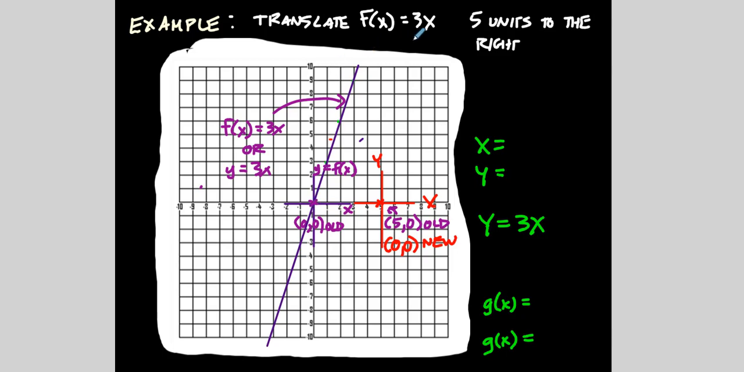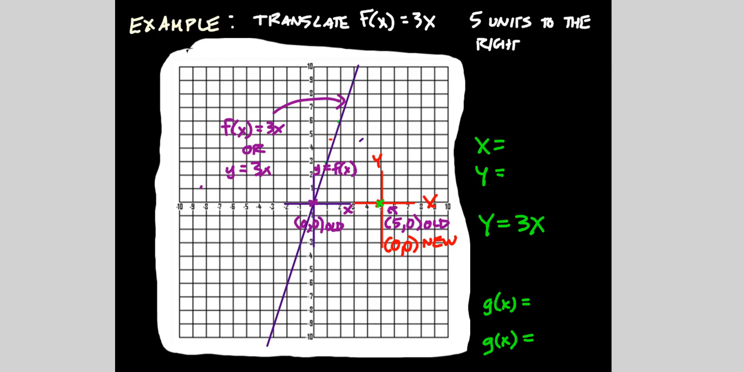So we're going to translate this function 5 units to the right. Again, I'm going to move over here 5 units to the right. In the old coordinate system, this is the point (5, 0). In the new coordinate system, this is going to be my origin (0, 0). So the new function is shifted from the old function, a slide of 5 units.